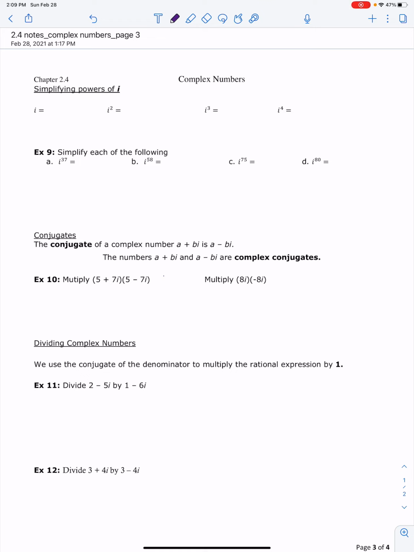2.4 notes, complex numbers, page 3. One of the nice things about i and powers of i is that they can typically be reduced into something simpler. So we are going to take a look at the patterns here when we talk about powers of i. So i is i, pretty straightforward from the definition on page 1. Remember that i squared is -1.